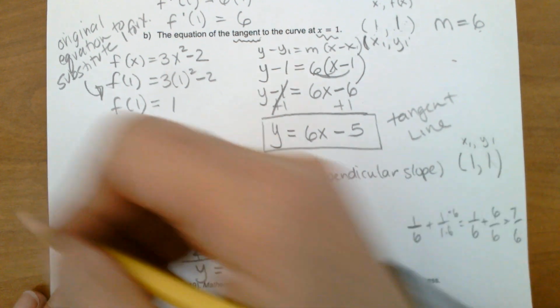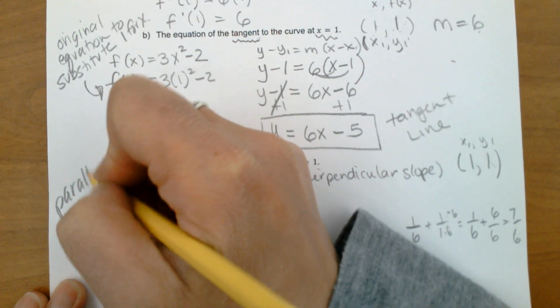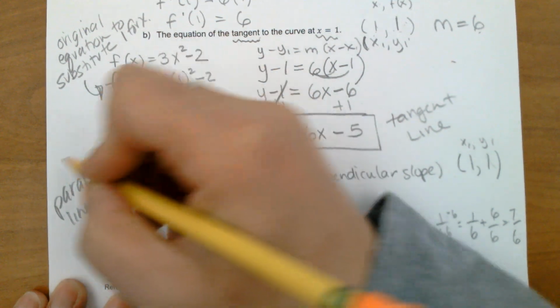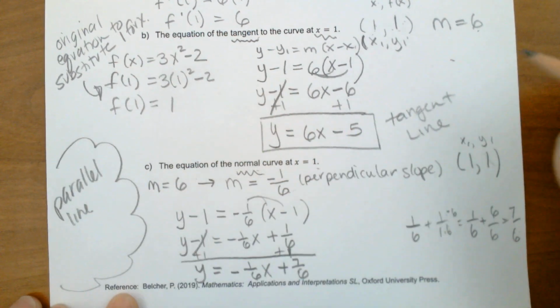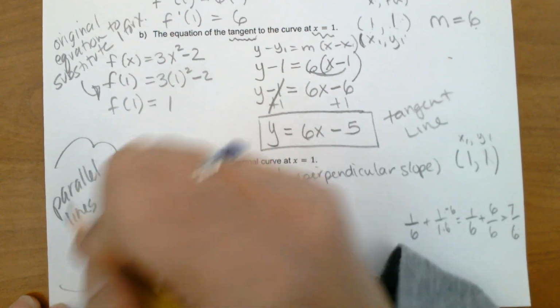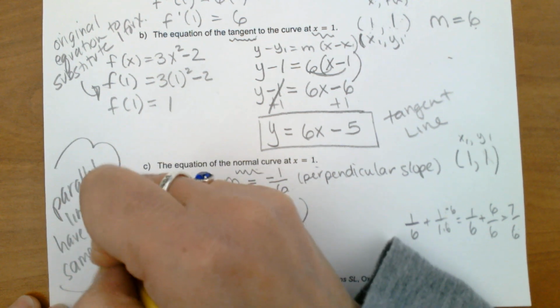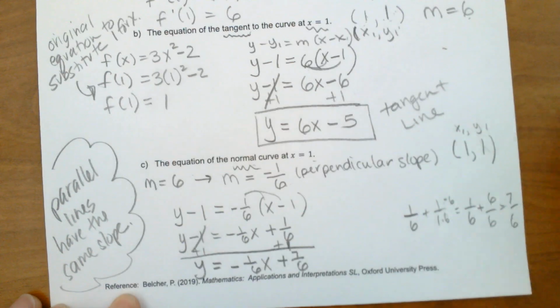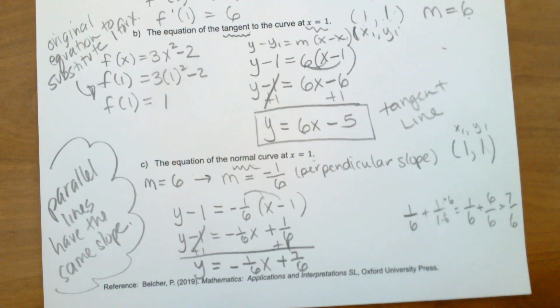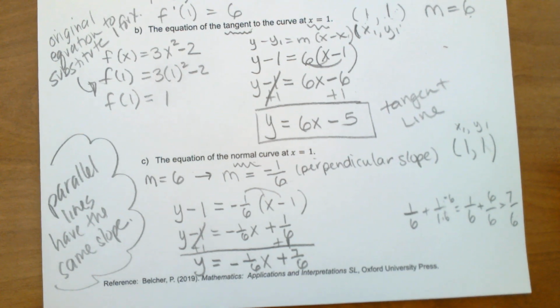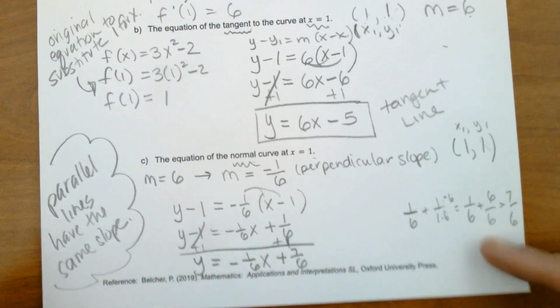Now, if they ask you for a parallel line, I just want to put a little side note. Parallel lines have the same slope. So if you see that anywhere, and you need to find the equation that's going to be parallel, then you know to just use the same slope, which we'll see. Okay, so just noticing that.